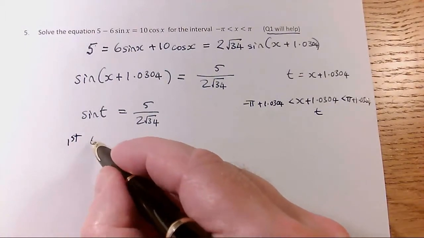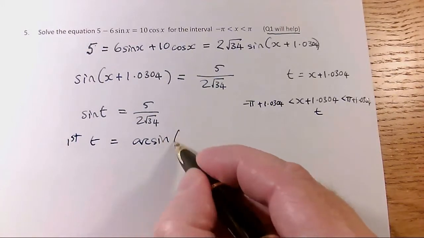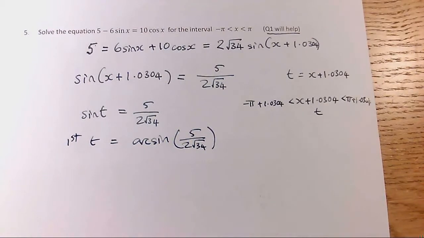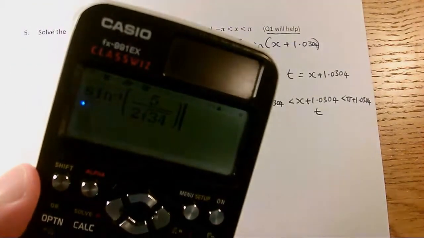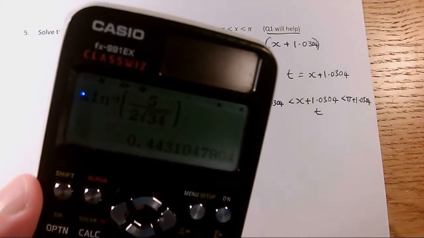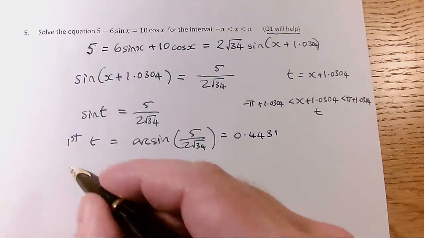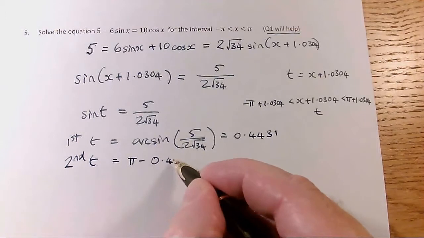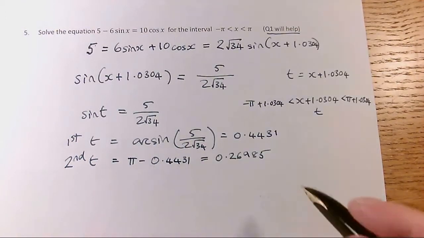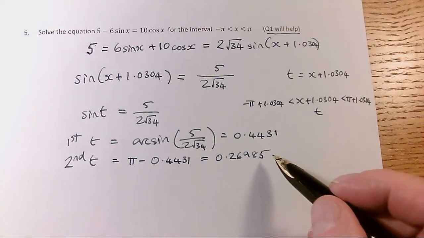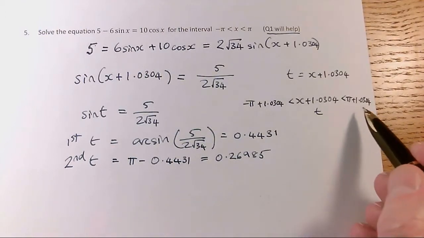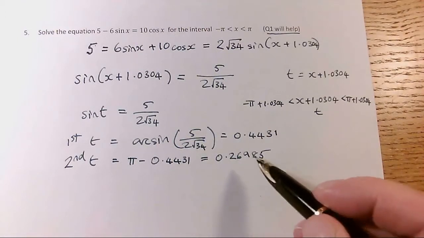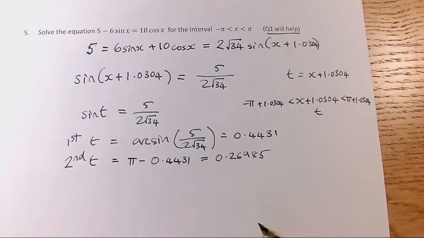My first t is just going to be arcsine of this 5 over 2 root 34. Okay, we're in radians. Only a fool would not check they were in radians or degrees before doing the thing on the calculator, so we get that many radians. So that's my first t, and of course my second t, well, I'm doing a sine, so it's going to be pi minus the first t, 0.4431. And then I need to compare these with my interval. Well, they're both positive. They're certainly both less than pi plus that. And if I take 2 pi away from them, I'm going to go too negative. So these are my only 2 solutions. So these are my 2 values of t.